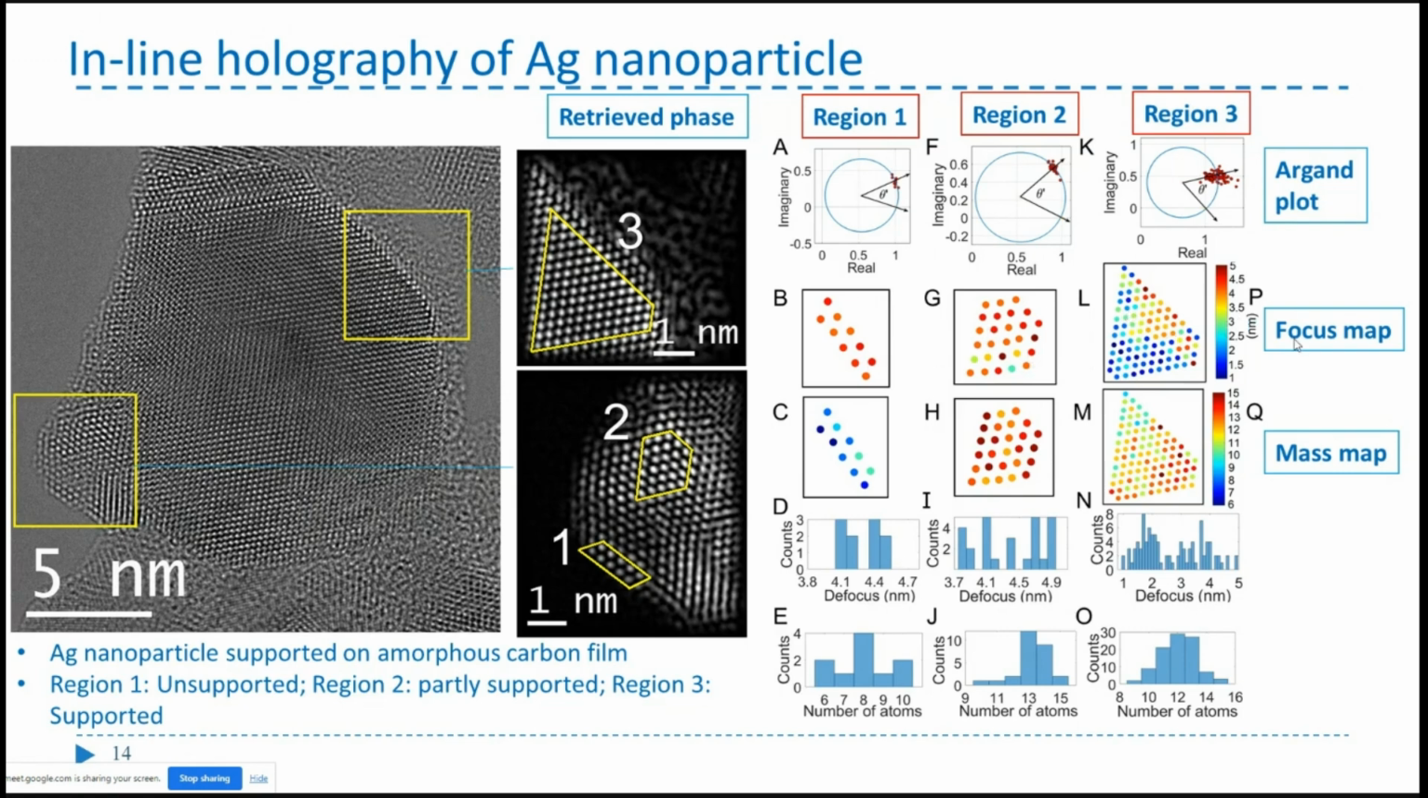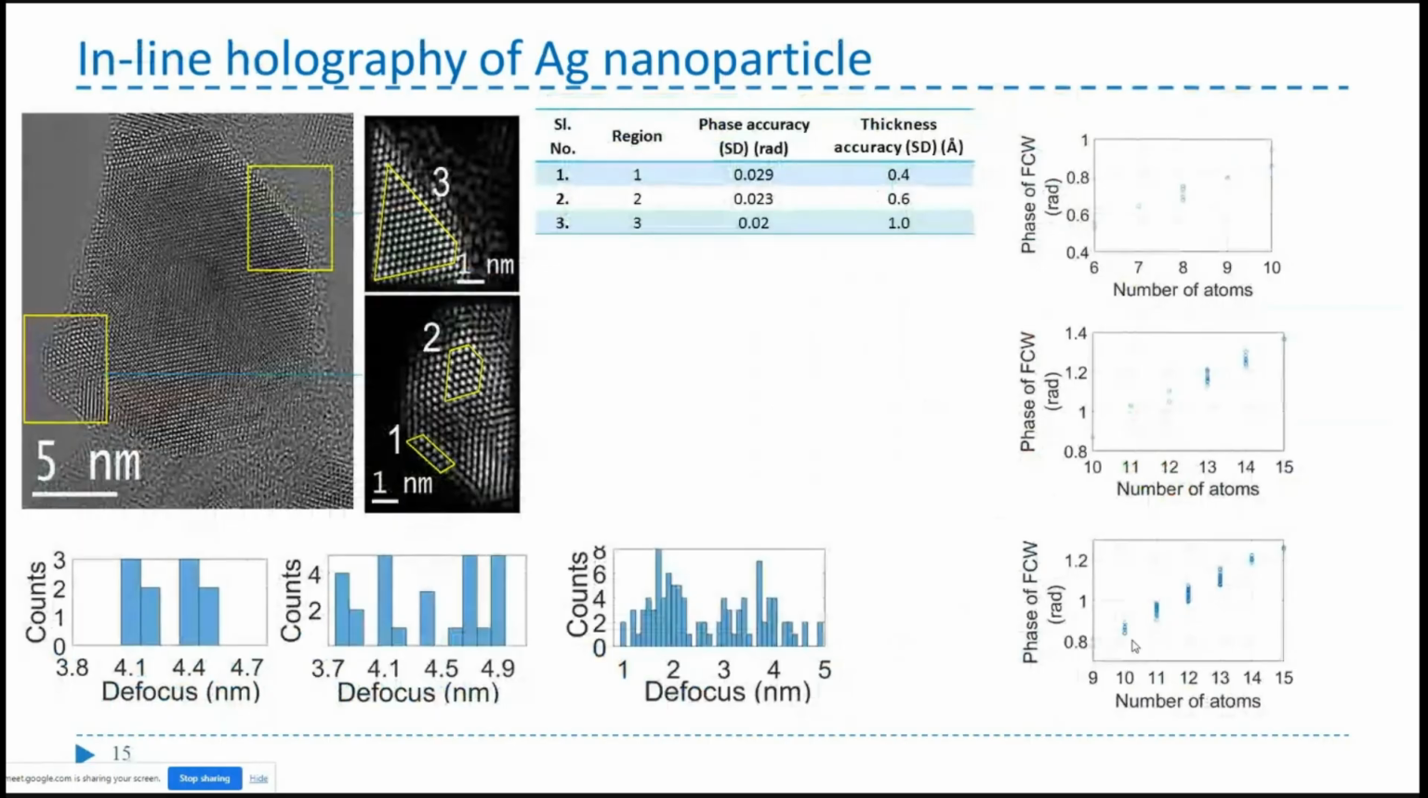You can see here for all three regions the variation the histogram is showing for each of the atomic columns. It shows that this method gives the focus corrected wave phase value. So here you see the atomic column for the thinnest region, which is unsupported. It's 6 to 10 atoms, and it's varying, and here is this focus corrected wave variation. And here you see all atomic columns having the same number of atoms.